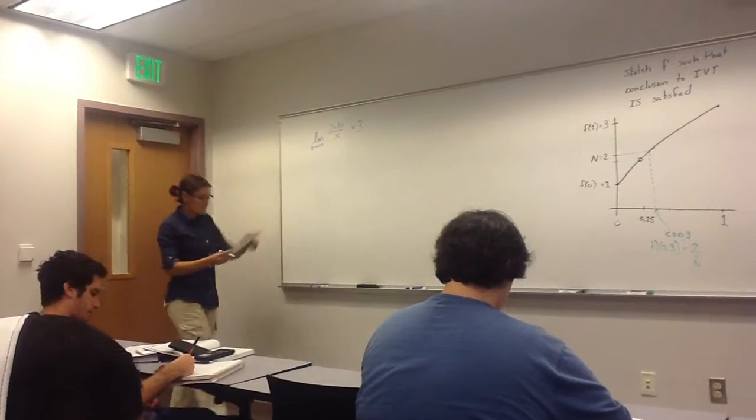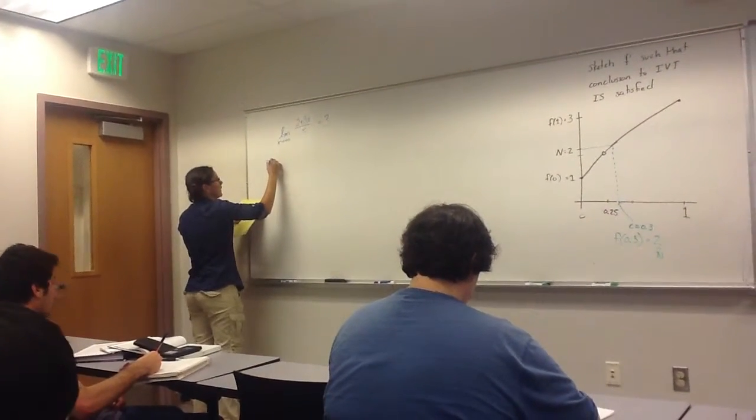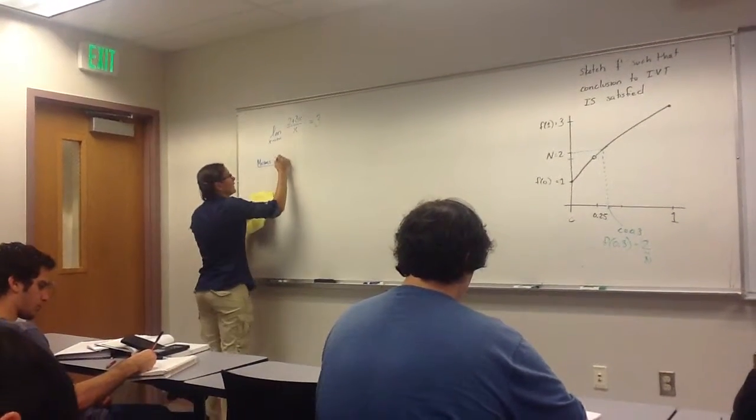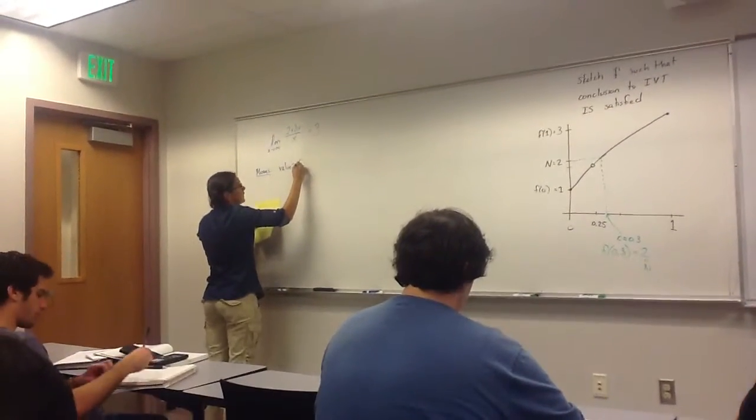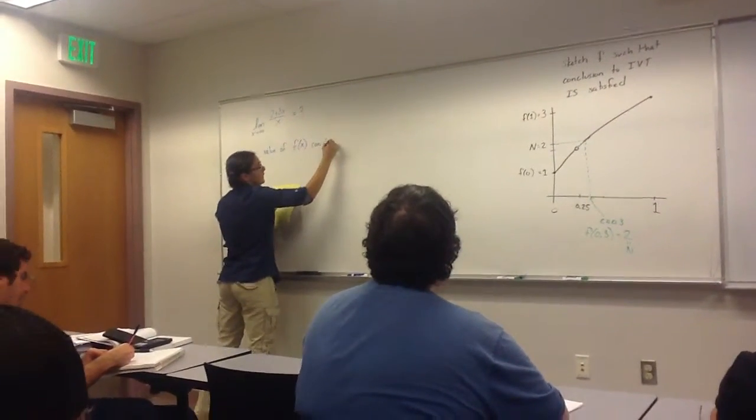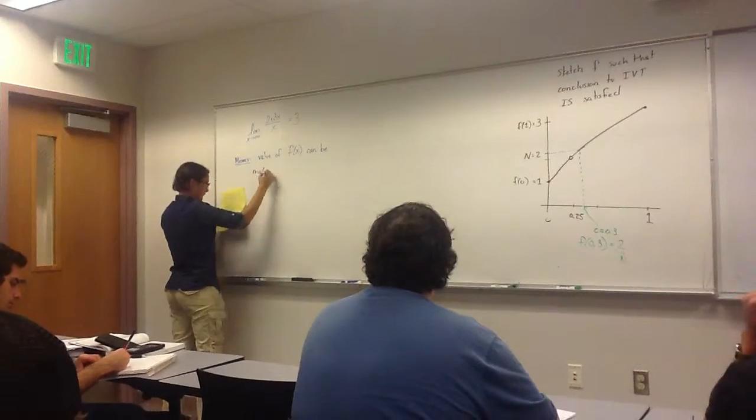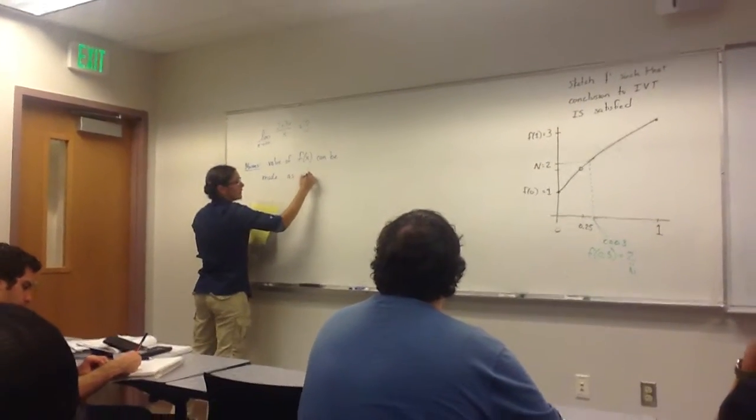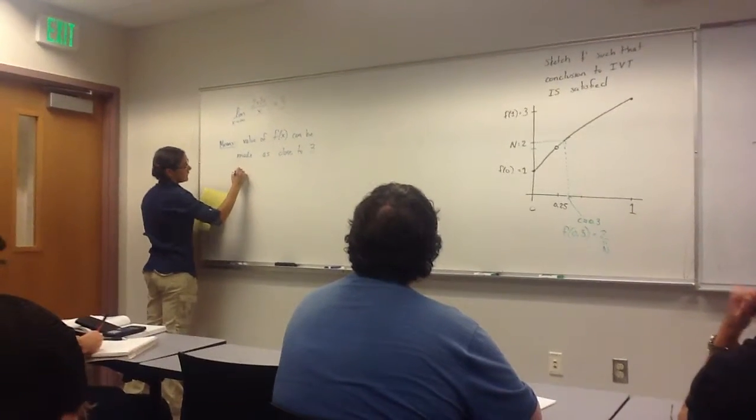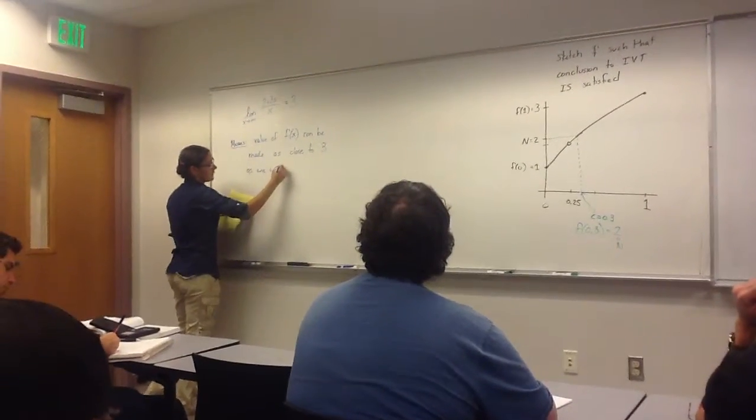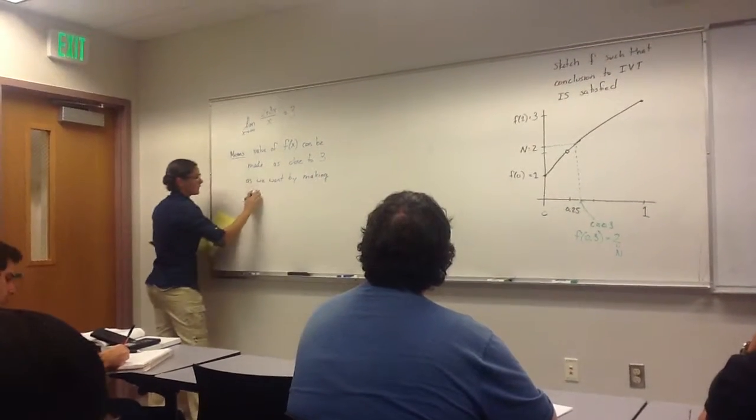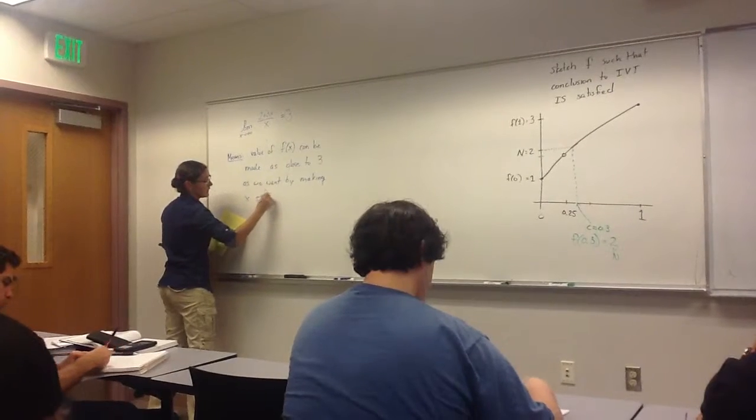And what this expression means is that the value of our function f of x can be made as close to the number 3 as we want by making x sufficiently large.